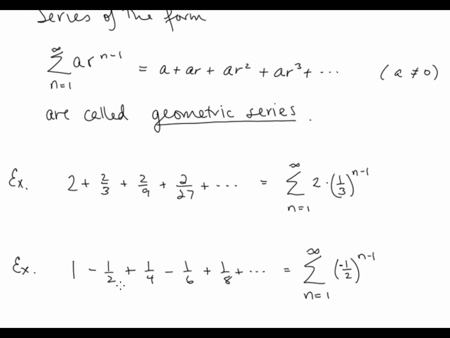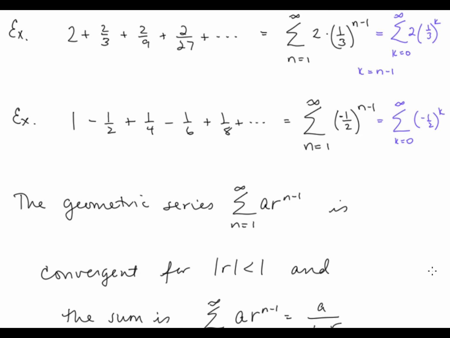Here we have 1 minus 1/2 plus 1/4 minus 1/6 plus 1/8, etc., and that's negative 1/2 to the n minus 1, n going from 1 to infinity. I want to point out here that we could certainly write this as, say, k going from 0 to infinity, 2 times 1/3 to the k. Here, k is equal to n minus 1. Same thing here, we could write this one as k going from 0 to infinity, negative 1/2 to the k. In any case, let's continue.